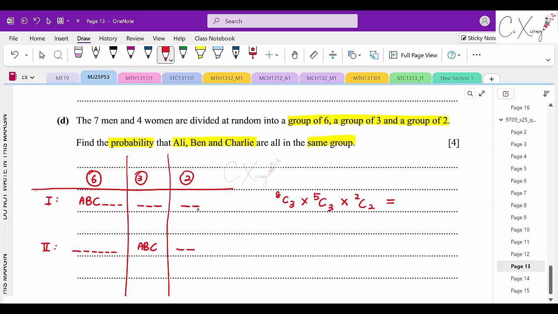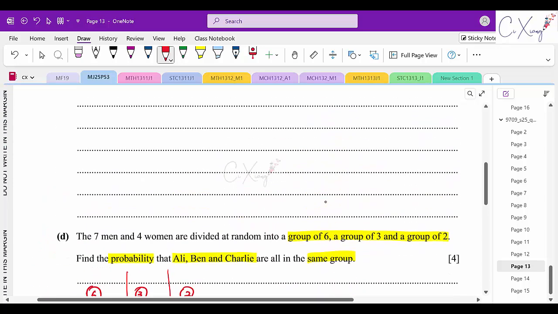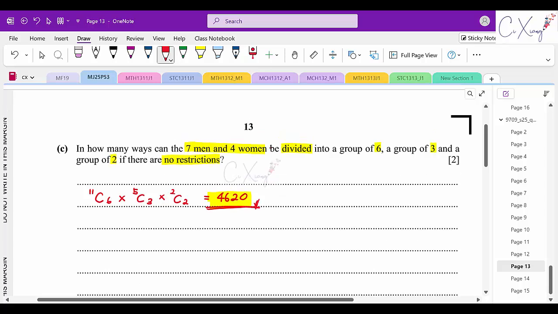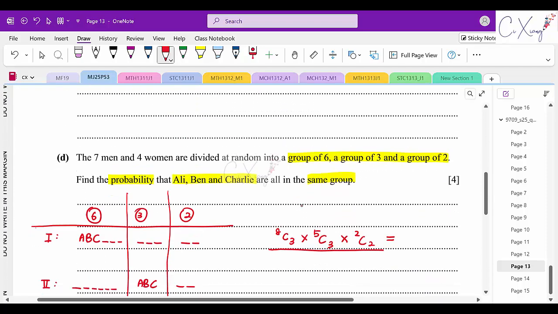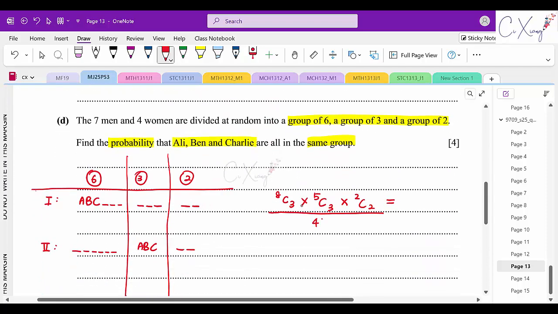Okay, but they're asking for probability. This is a number of combinations. For the probability, you have to divide by the total selection without restriction. Do you feel that this sounds very familiar? We already found the answer just now, the total number of selections without restriction. The answer is 4620. Okay, so you have 4620, and you get an answer here. By right, your answer for this one should be 4/33.